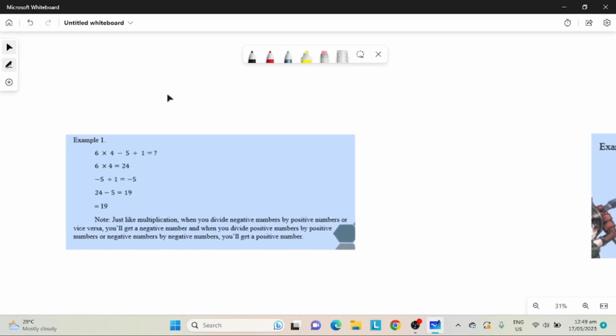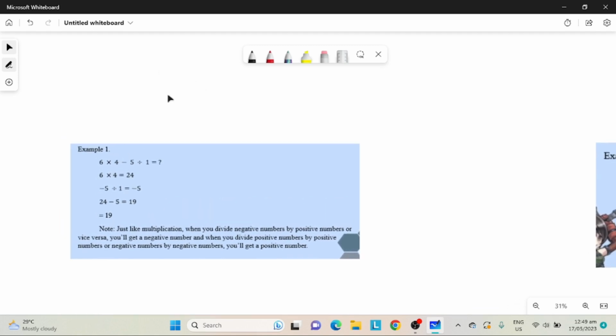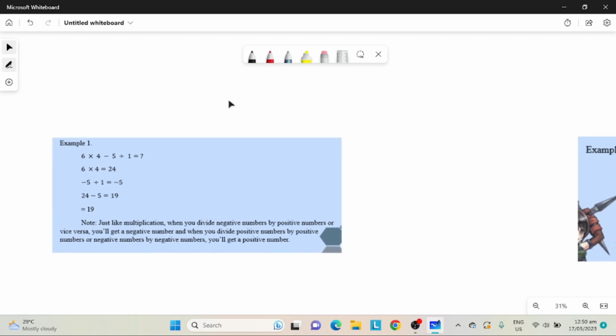In Order of Operations, we have the GMDAS, which is the groups, multiplication, division, addition, and subtraction. In higher years, we have the GEMDAS: the groups, exponents, multiplication, division, addition, and subtraction. Division is classified together with multiplication, and it is prioritized more than addition and subtraction, but less than groups. So let's move on to example number one.